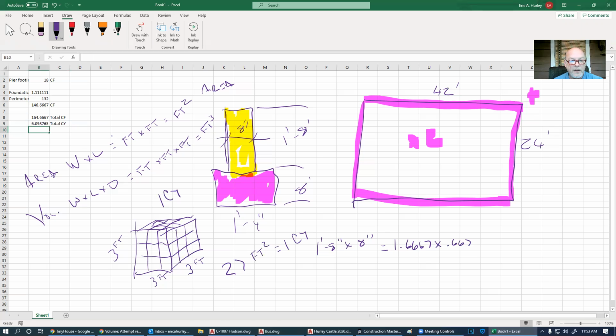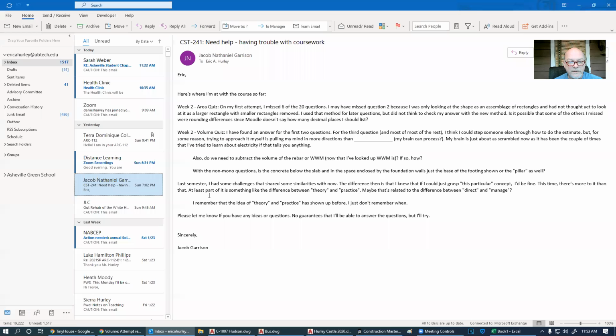I hope this helps. Let me see if you had any other questions on here before I let you go. Do not subtract the rebar. Absolutely not. Forget that noise. That's minimal. Spaces? Yes, you do. You do the pillars as well, which I just showed you.